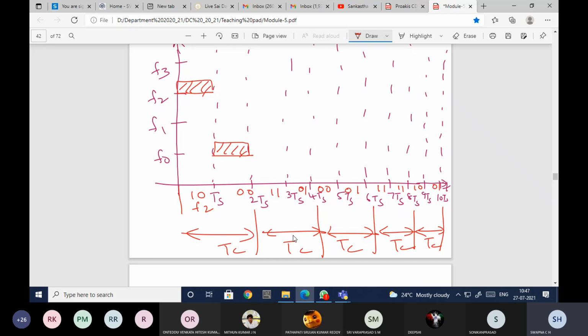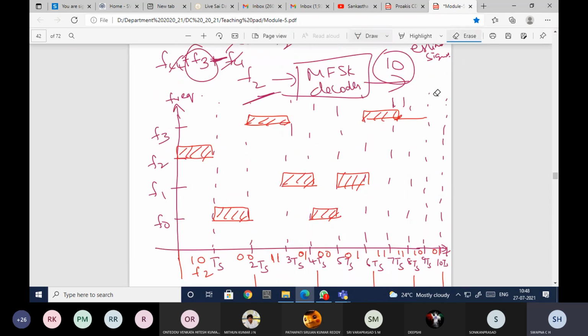Next, 1 1 corresponds to F3. Next, 0 1, F1. 0 0, 0 1, 1, 1 again, 1 0, 0 1.